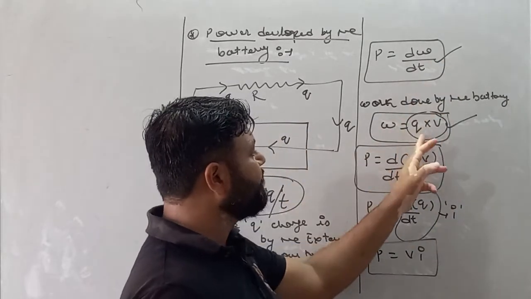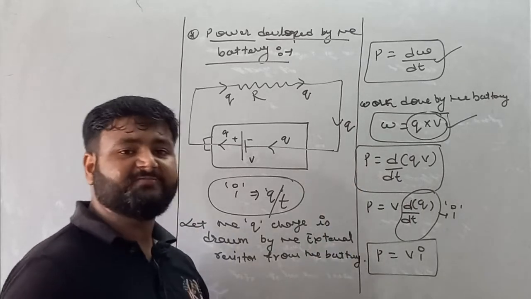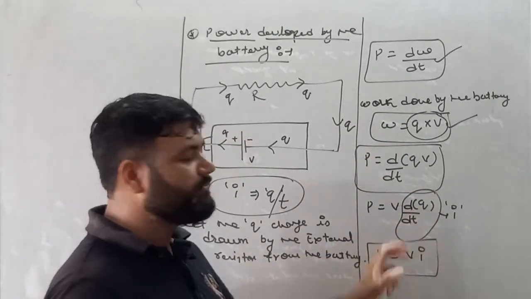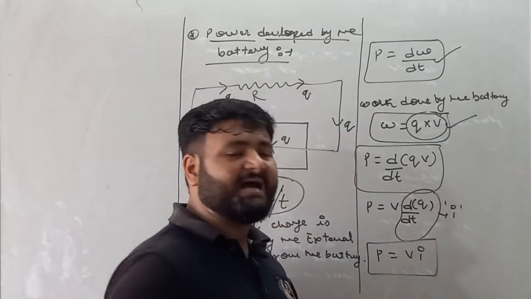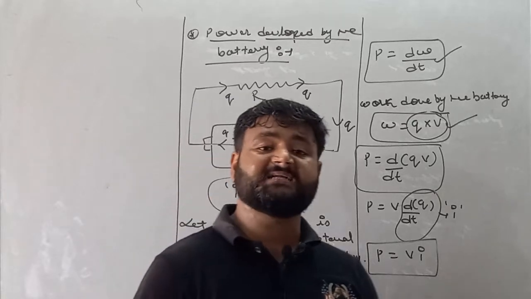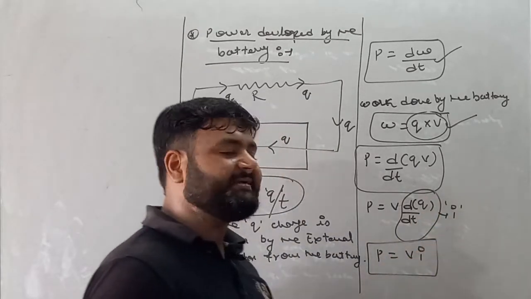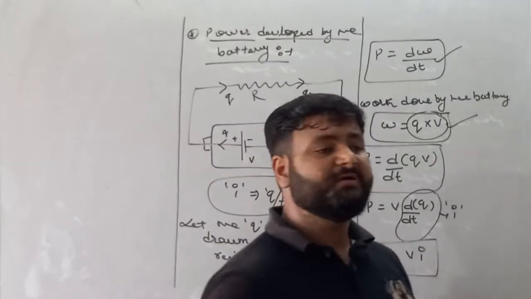So instead of W I'll put QV. So what we'll get? P equals V, the potential of the battery, which is always constant, so it comes outside, times dQ by dt. We know that dQ by dt is nothing but I, because the rate of flow of charge with respect to time is called current. So dQ by dt can be written as I, and the power developed by the battery comes to be VI.